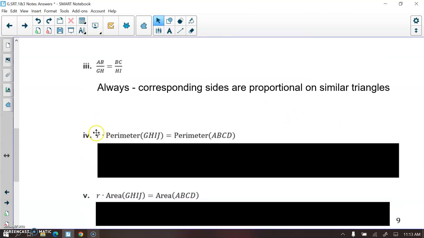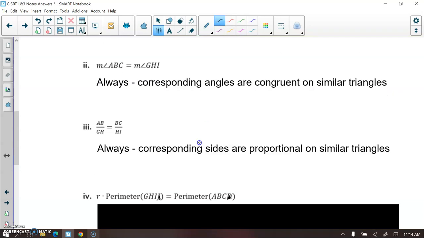Now, if I took my scale factor times my perimeter of HIJ, I don't know why they turned it into a quadrilateral at this point. I'm going to change that. In your notes, it has been changed. And then that would equal the perimeter of ABC. So this is something we haven't talked about. However, let's talk about it now.